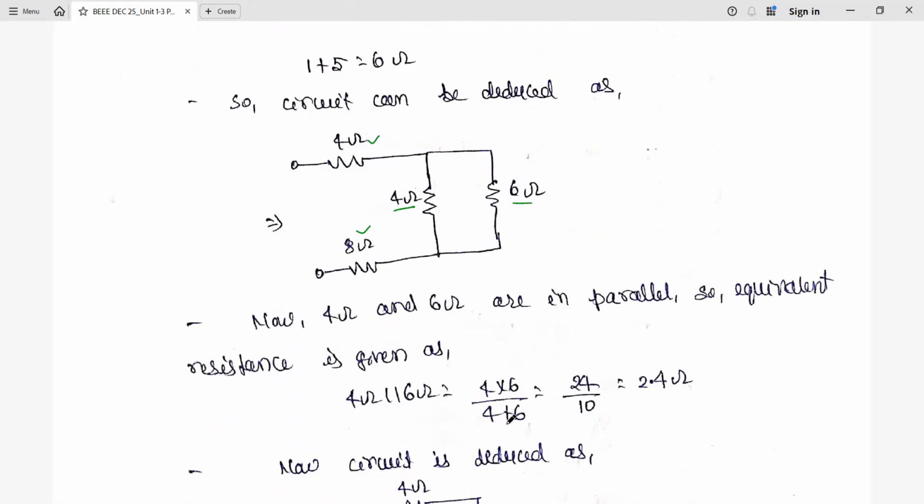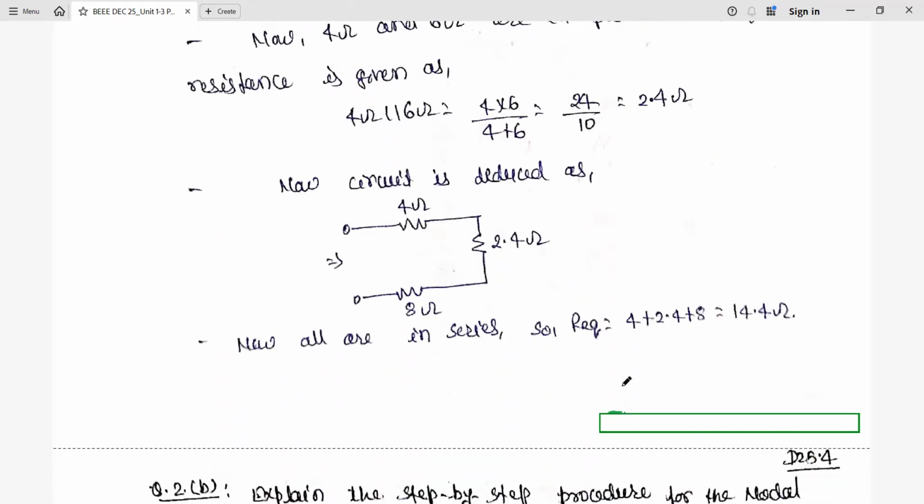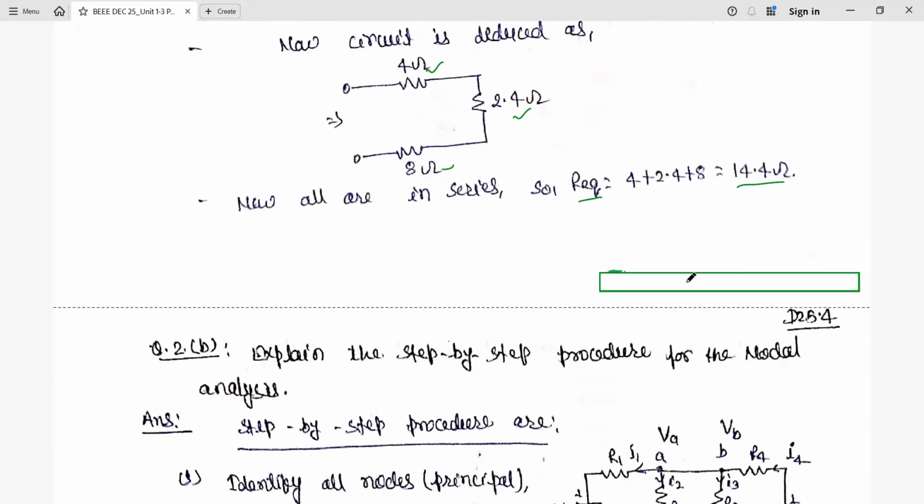That's why 4 into 6 upon 4 plus 6 is the parallel equivalent value. So that is 2.4 ohm. Now at last, if you see the reduced condition, the 4 ohm, this 2.4 ohm and 8 ohm, all three become in series. So that's why it is going to be 14.4 ohm. So here we got the R equivalent 14.4. These are the 5 marks question as per the question.